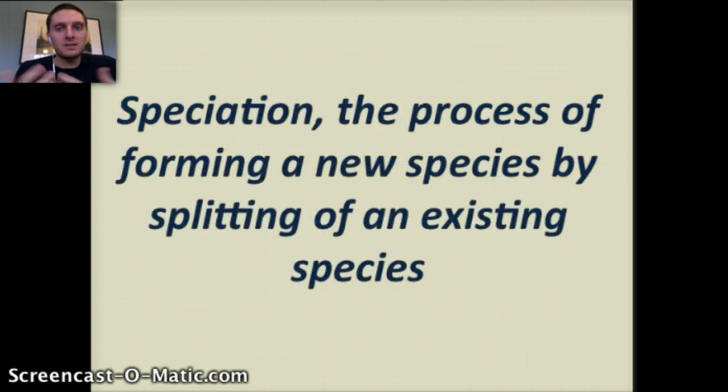The process of producing a species is a term called speciation. That is the process of forming a new species by splitting of an existing species. We're going to look at two different ways this can occur: allopatric speciation and sympatric speciation. In allopatric speciation, gene flow is interrupted within a population, primarily due to some sort of geographic isolation.